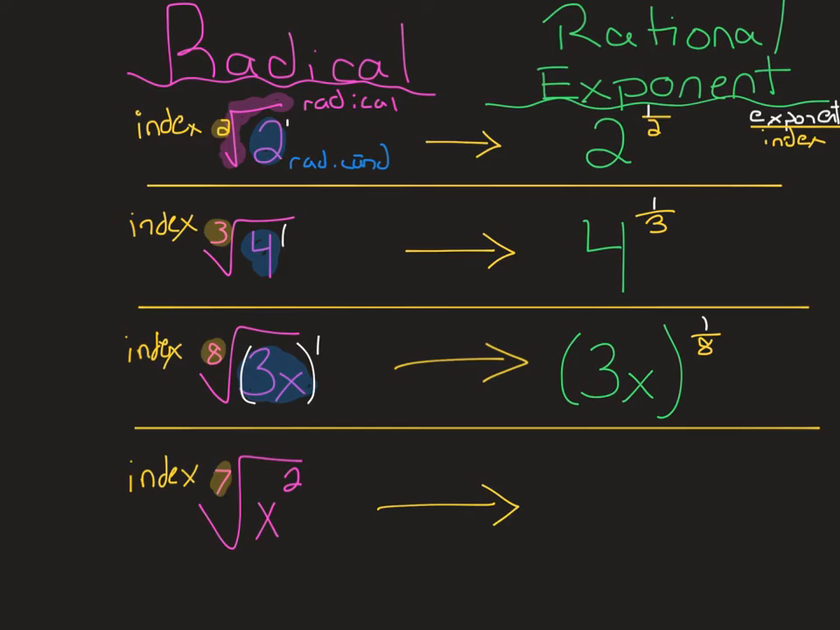My radicand is x, and my exponent is 2. Okay, so when we bring this into rational exponent form, we take the radicand, which is x. The exponent is currently 2, so that's the numerator of my rational exponent, and the index is 7. So this will be written as x to the 2/7 power.